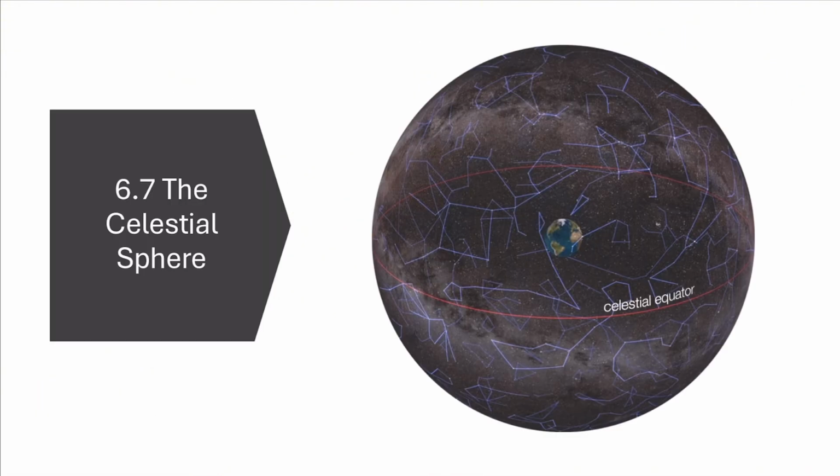So let's talk about the celestial sphere. The celestial sphere is an imaginary sphere that surrounds Earth, and this is basically what people in old times mapped the whole sky onto. So every single thing you can see in the sky is on the celestial sphere.